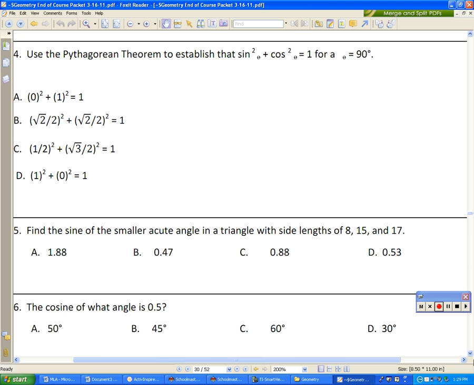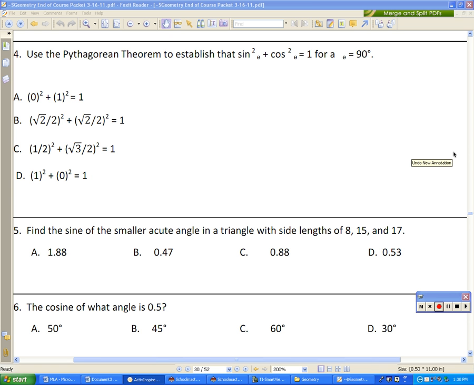What's the cosine of 90 degrees? 0. And so the one that shows that is 0 squared plus 1 squared equals 1. Okay? I thought you just said the sine of 90 degrees was 0. Oh, it's 1? Oh, okay. Sorry, I got it backwards. So yes, it would be D right here. Because the sine of 90 is 1, the cosine of 90 is 0, so 1 squared plus 0 squared equals 1. Okay?